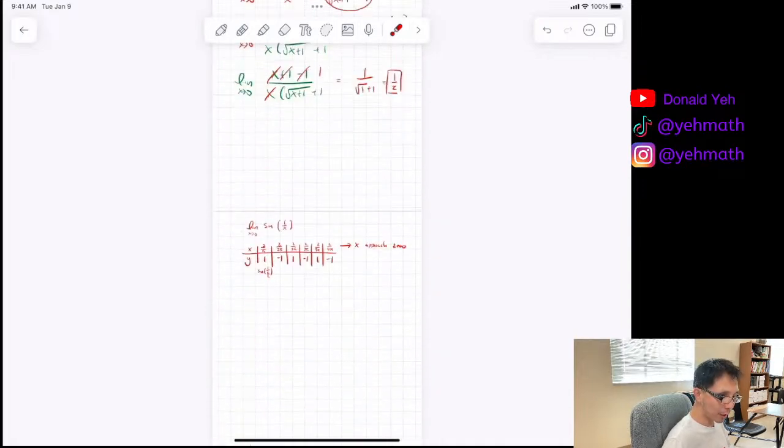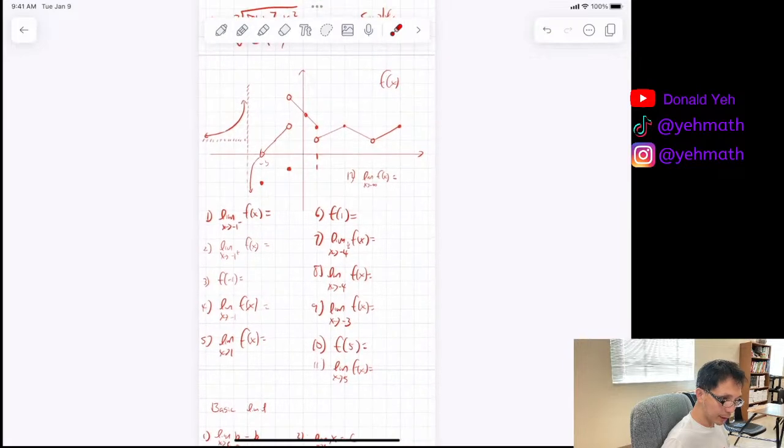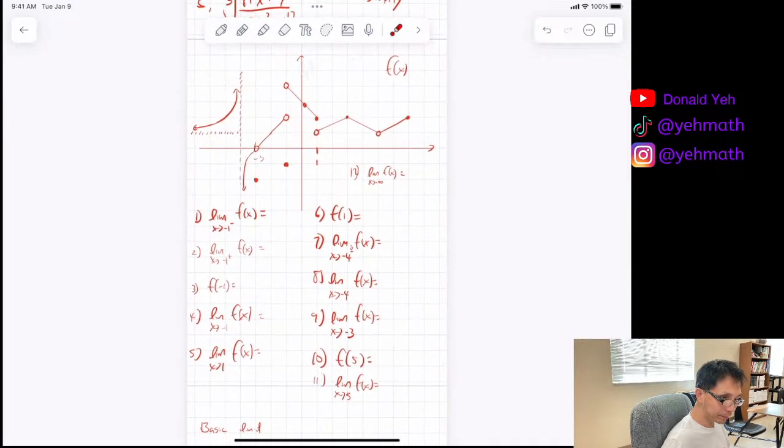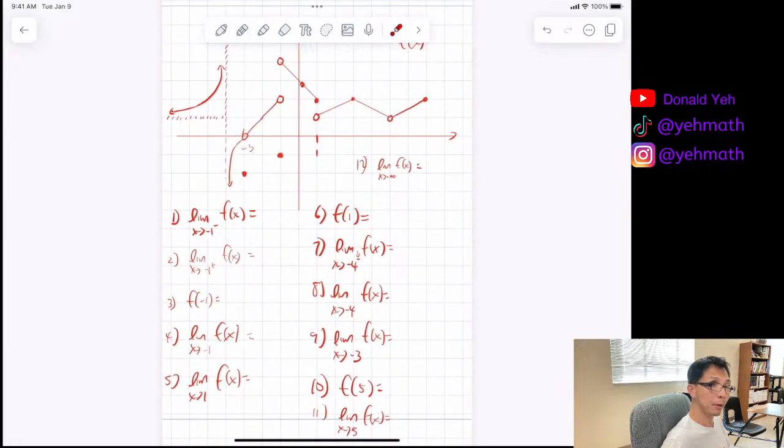So here I want you to try this question. A lot of questions are a little bit tricky, and we're going to go through them all. So this is understanding graphically. Yesterday we started with numerically. Today we're going to go graphically.